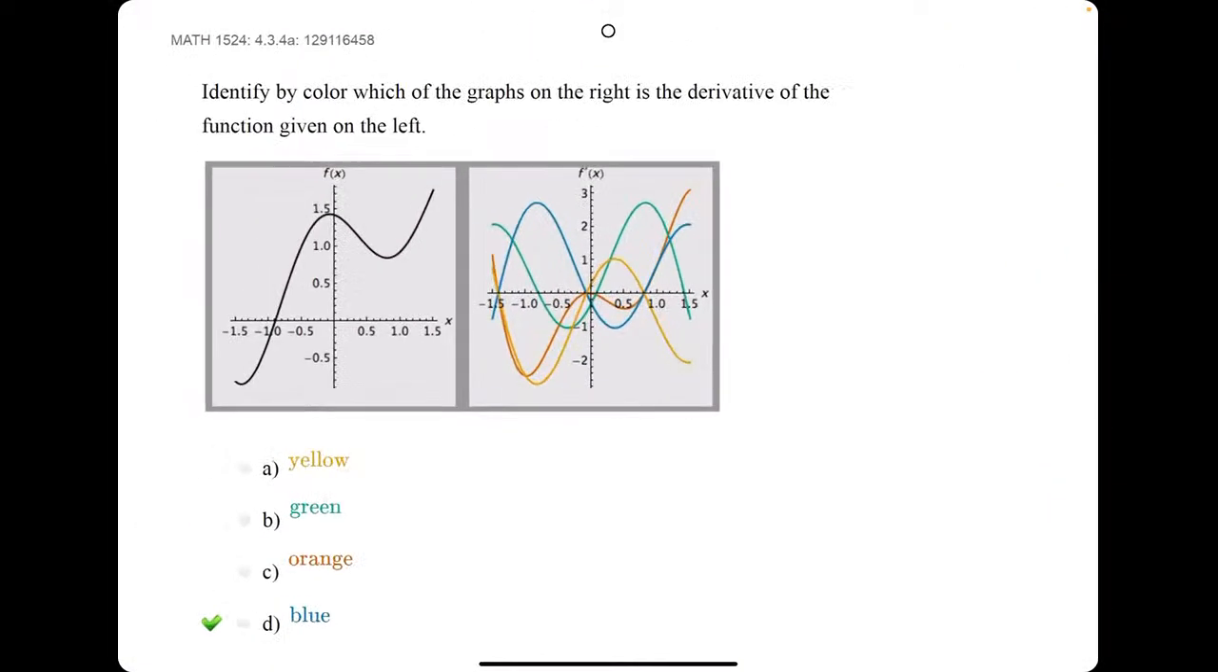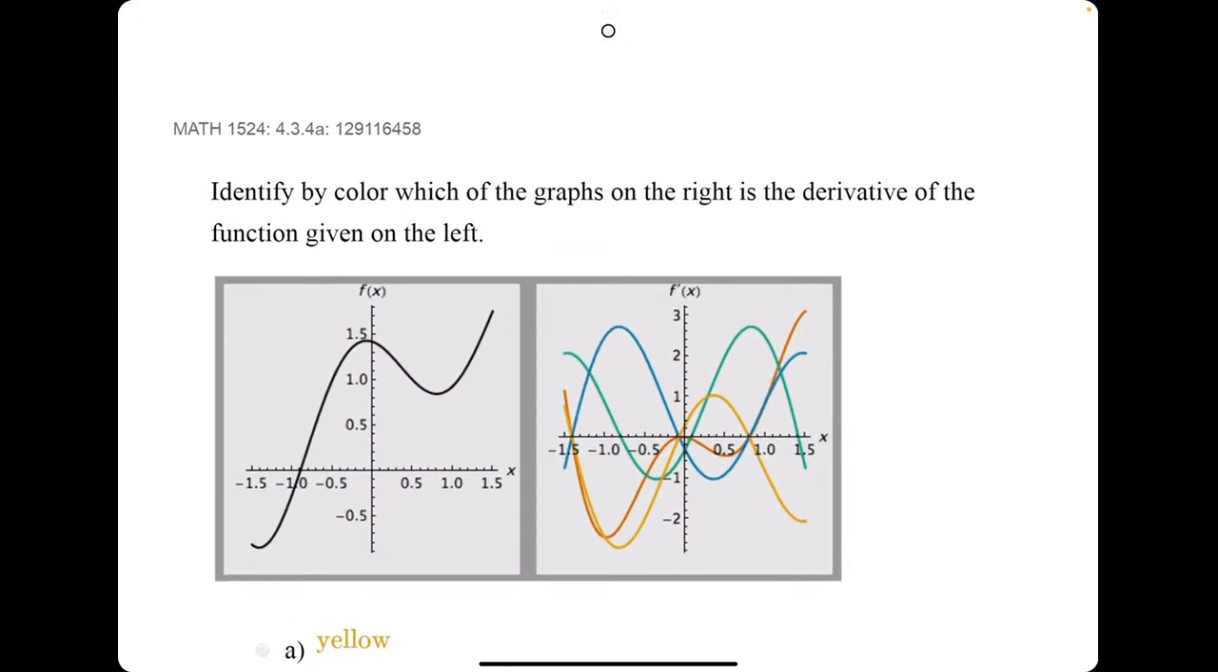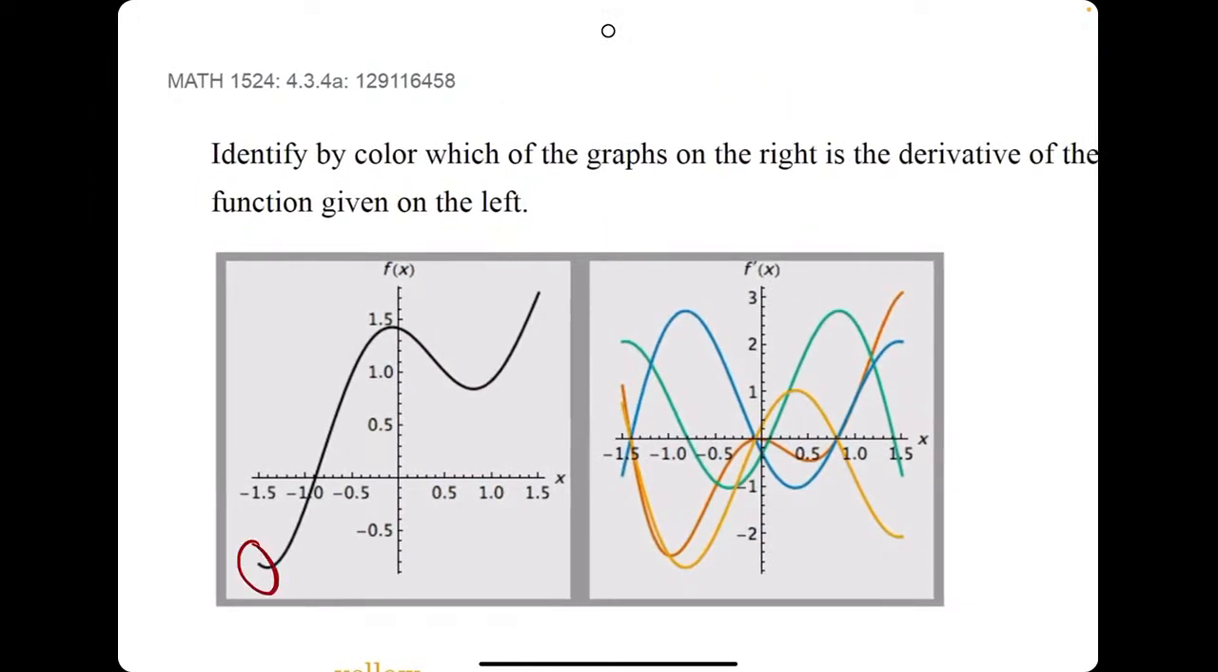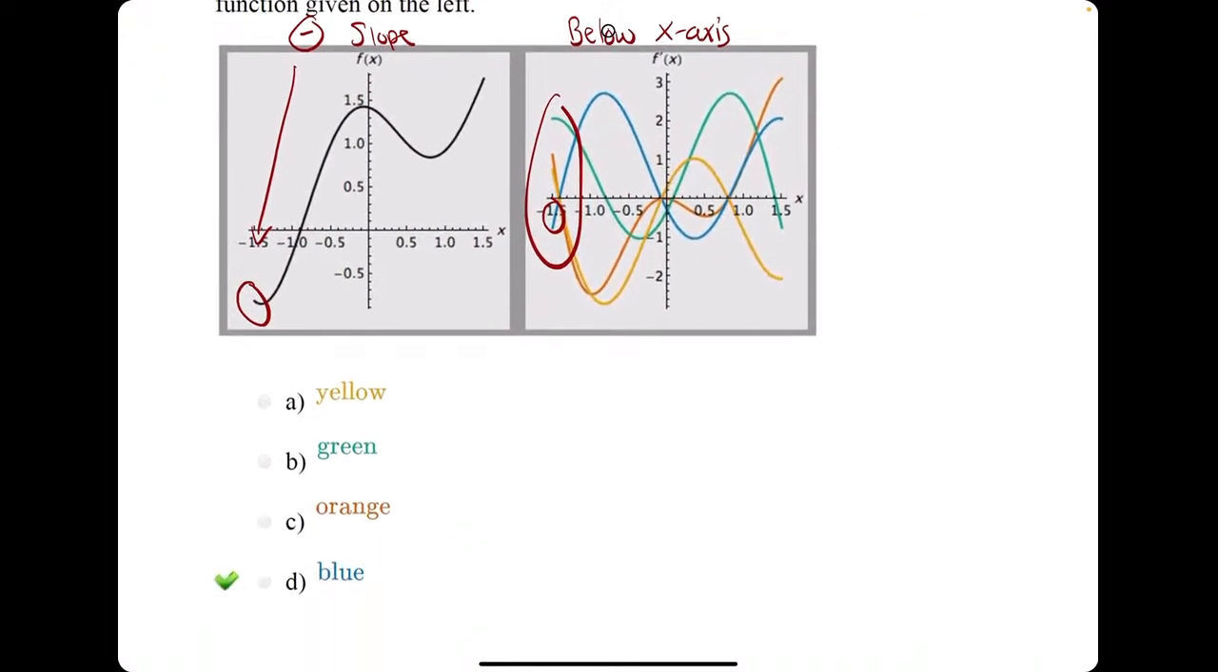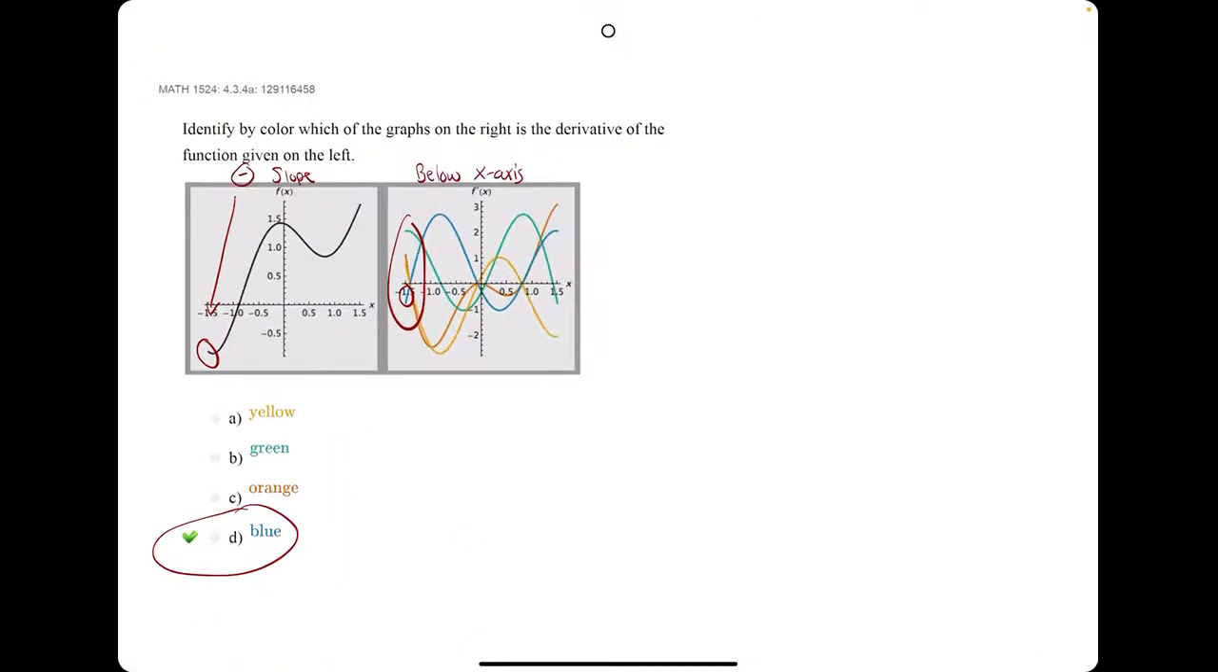Same idea. This one's even nicer because right off the start, it's decreasing. So if we're starting with a negative slope, we're looking for the curve that's below the x-axis. Which means, if we look at the start here, the only color that's below off the start is blue. All right, we're going to keep going.